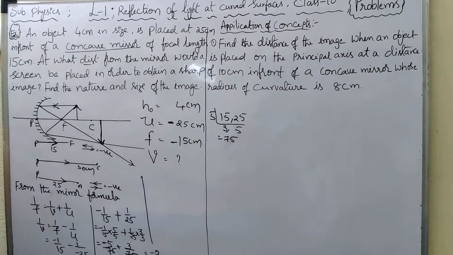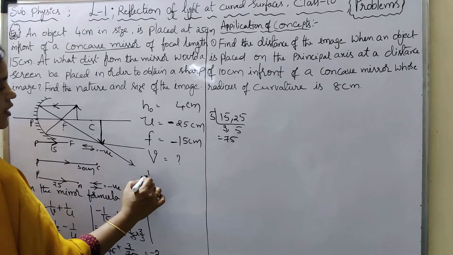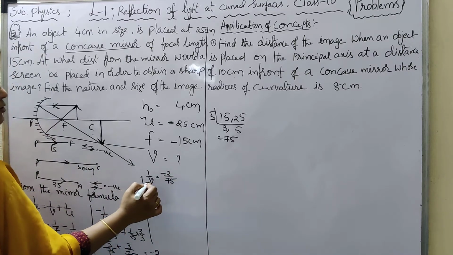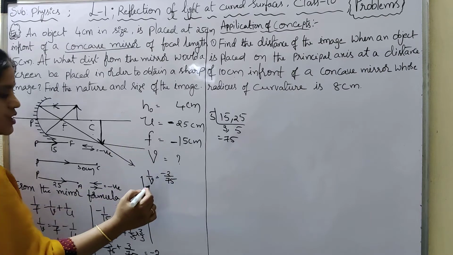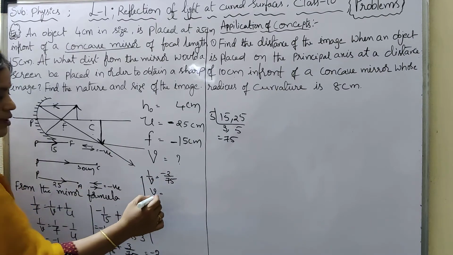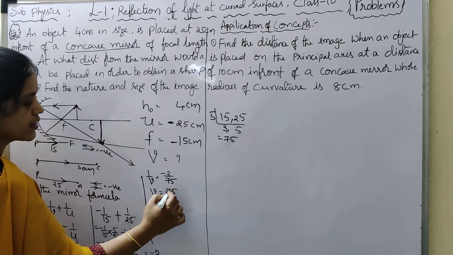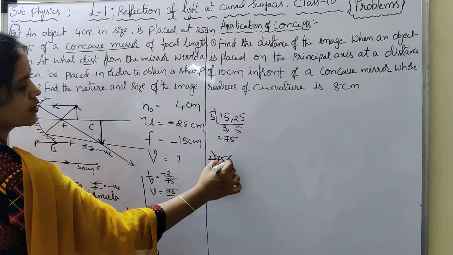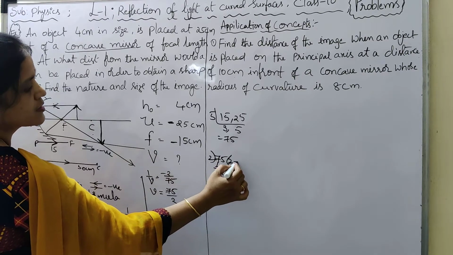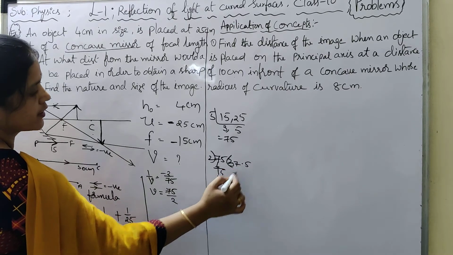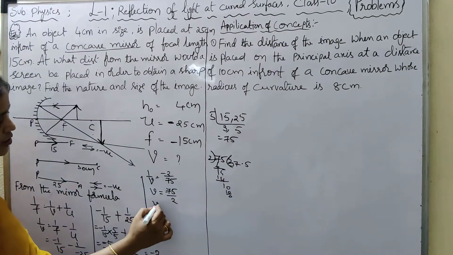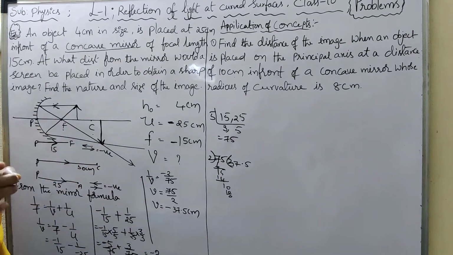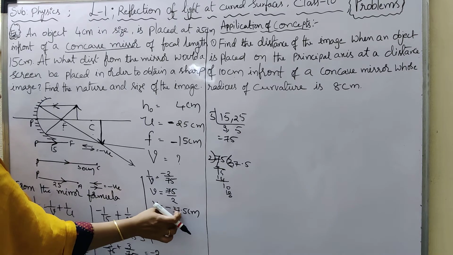Actually, we want the V value. Here we are finding 1 by V. So 1 by V we got as minus 2 by 75. Then either you do cross multiplication or reverse the values. If you reverse, V by 1 you will get, V by 1 means V only, and here you will get 75 by 2, minus 75 by 2. So minus 75 by 2 means how many times is it going? 3 times, and 7 times 14, and 5 times 10, 0. So V you are getting as minus 37.5 centimeter.